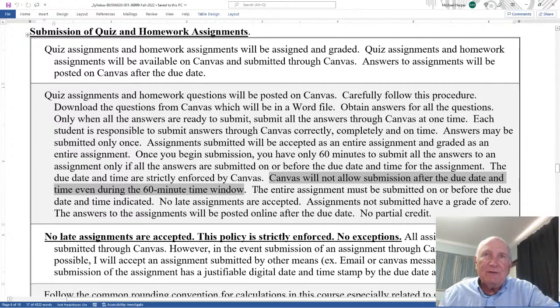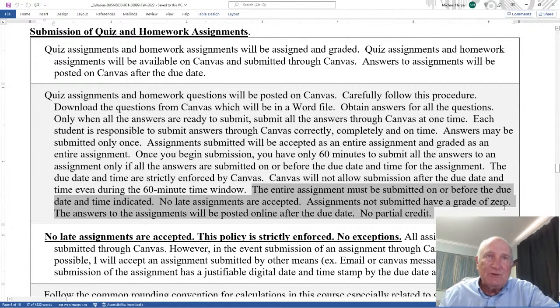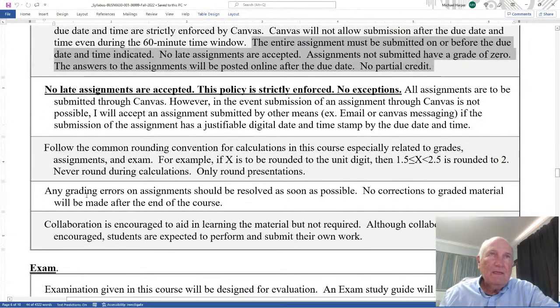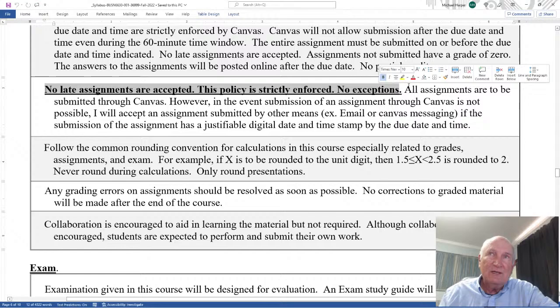The entire assignment must be submitted on or before the due date and time indicated. No late assignments are accepted. Assignments not submitted have a grade of 0. The answers to the assignments will be posted online after the due date. No partial credit. I say this again to emphasize it. No late assignments are accepted. This policy is strictly enforced, no exceptions.